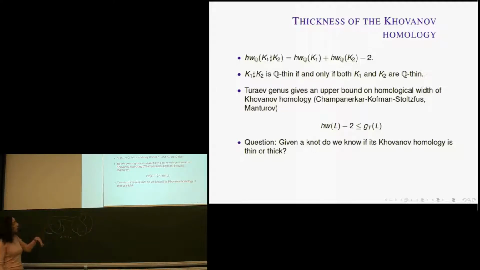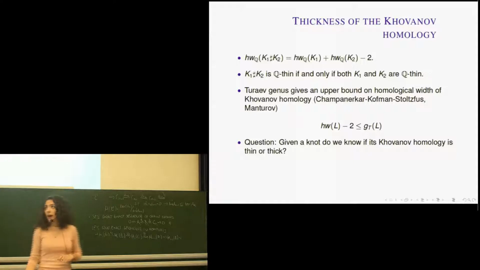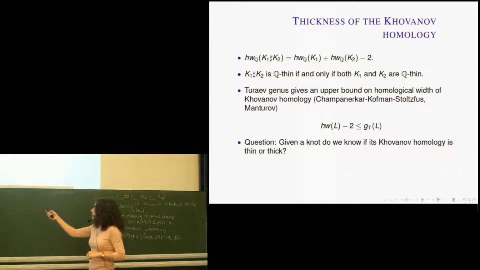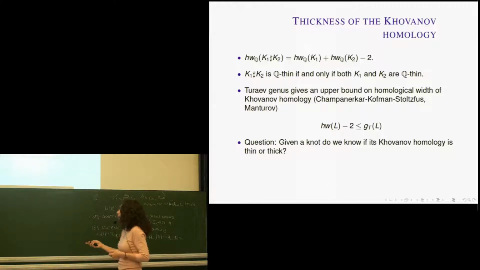And it turns out that the homological width, let's say over Q, behaves nicely. It's sort of additive; you just need to subtract 2. And in particular, what that gives us is that the connect sum of 2 knots is going to be thin, in particular thin over Q, if and only if both constituent knots were thin. Okay, so that's something you can say.